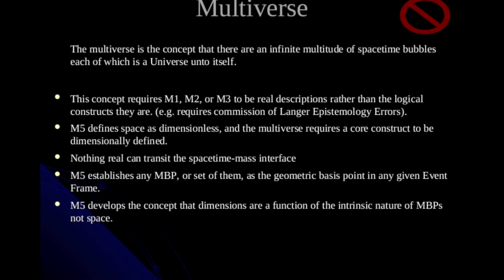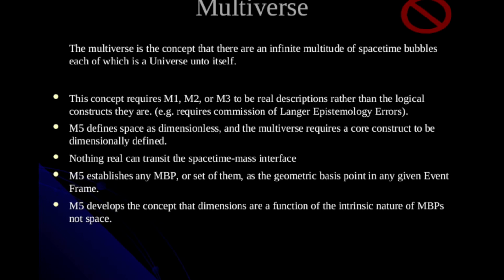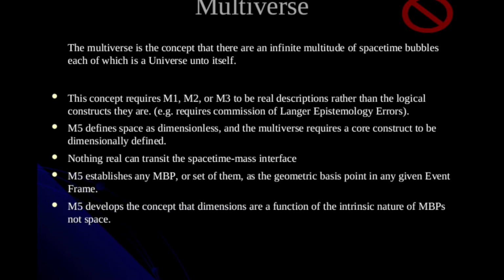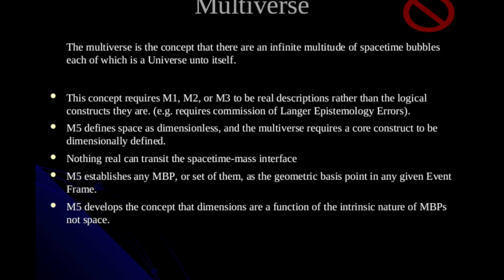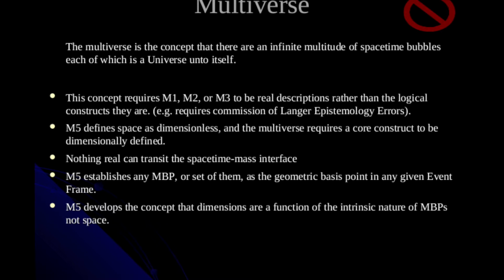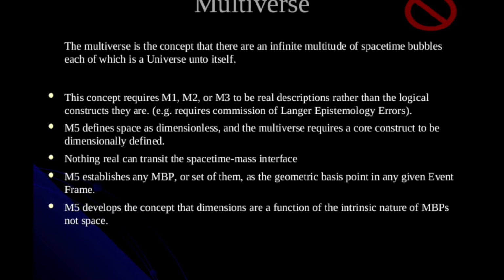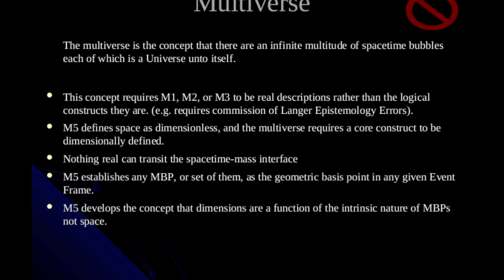M5 describes space as dimensionless. The multiverse requires a core construct to be dimensionally defined. Another point would be that nothing real can transit the space-time mass interface. M5 establishes any MBP or set of them as the geometric basis point in any given event frame.